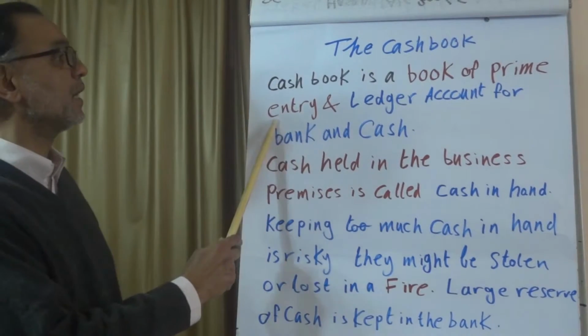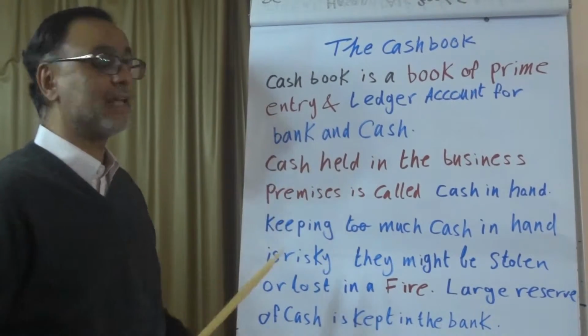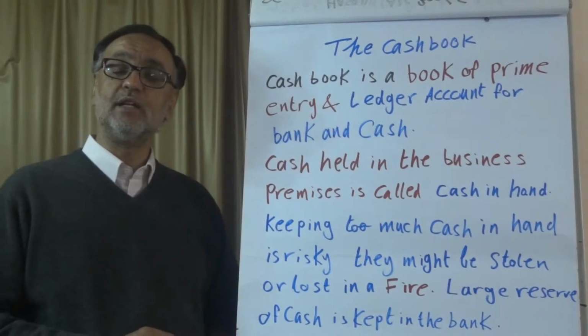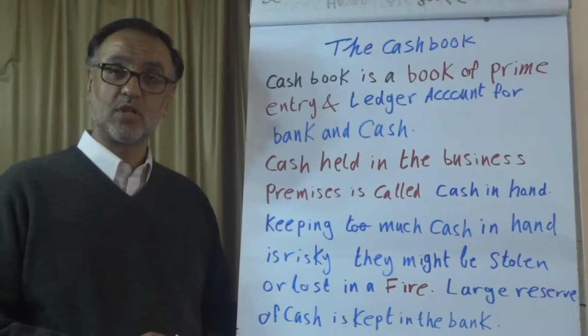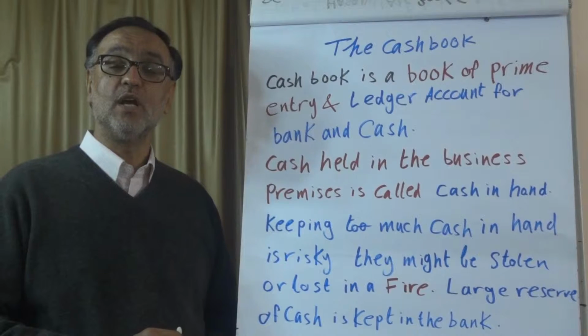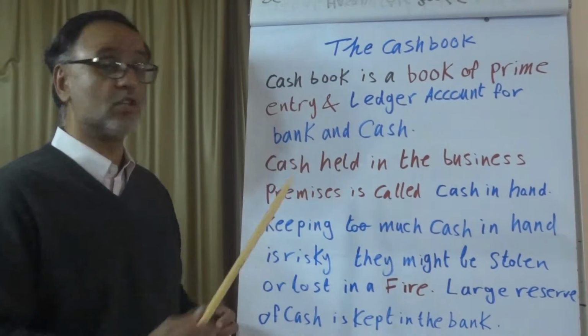The cash book is a book of prime entry and a ledger account for bank and cash. So the difference between the cash book and the other books that we have discussed earlier, which were journals only, is that here it's working as a journal and a ledger at the same time.